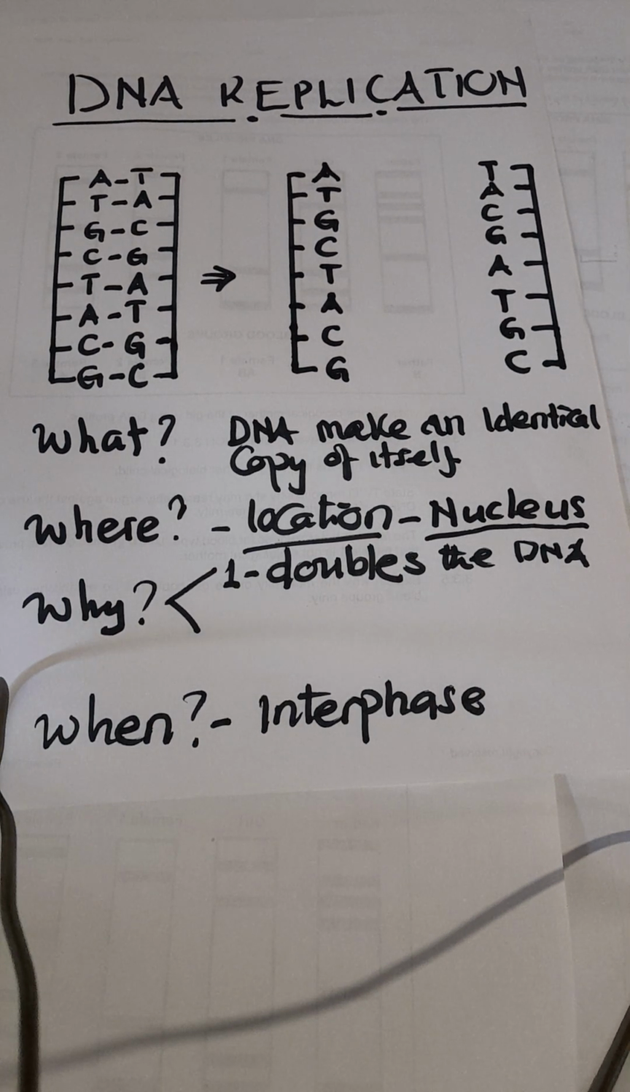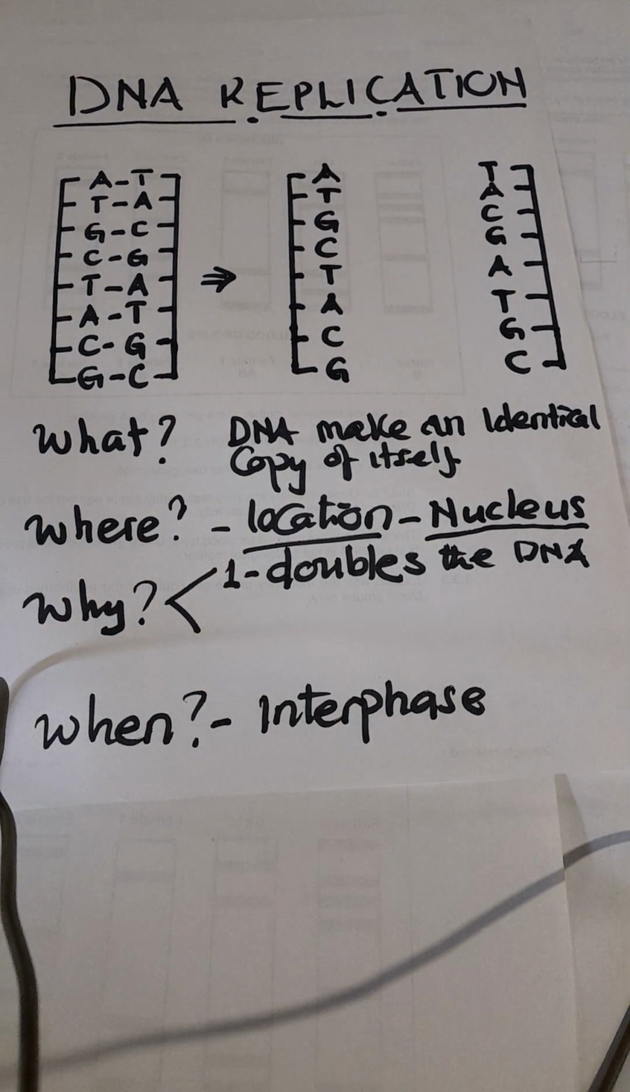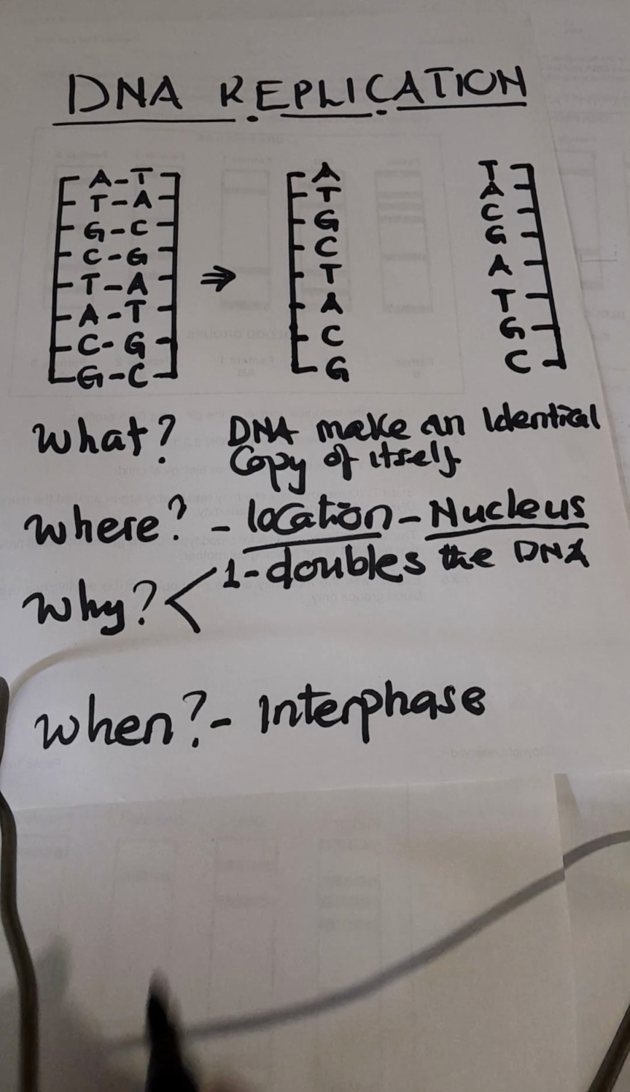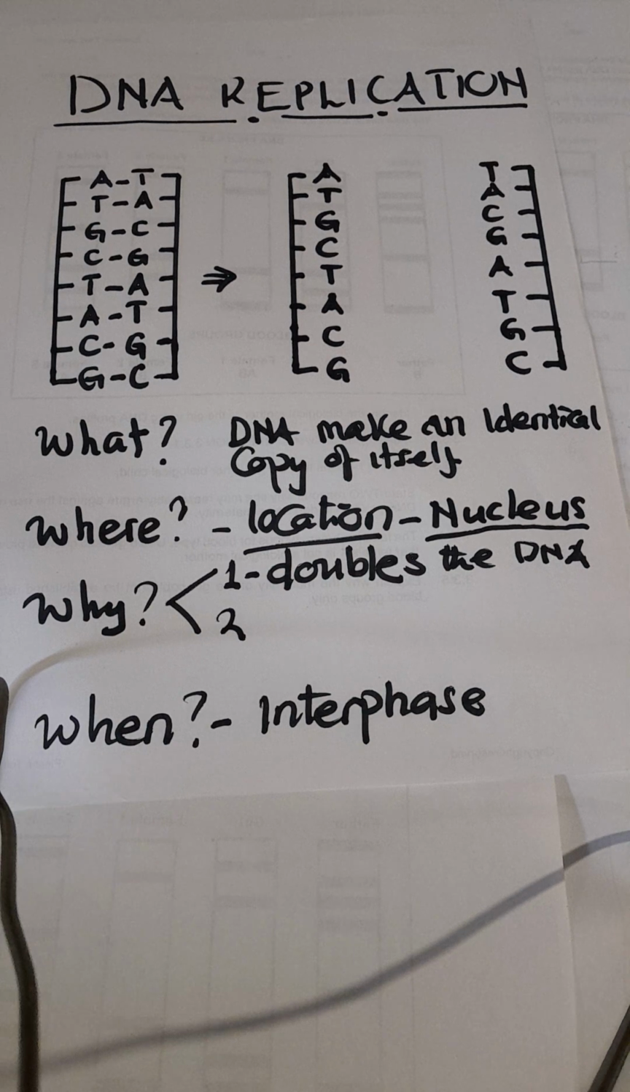Now we must not forget that the DNA is the genetic material, isn't it? Because DNA is passed from one generation to another. So before this DNA is actually passed from one generation to another, it has to be doubled. That's why DNA replication actually has to take place. Right, that's number one. Number two, now here's the DNA that has been doubled. So what?